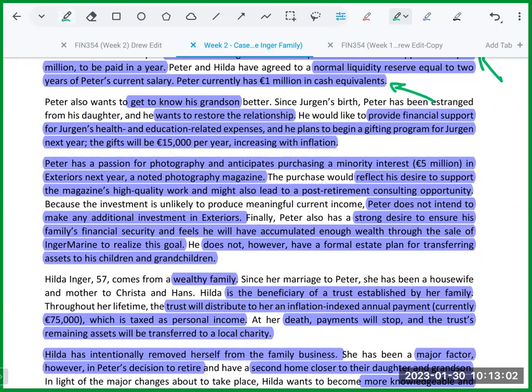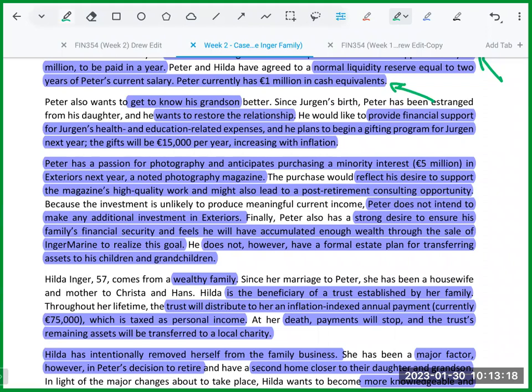Now, Peter wants to know his grandson better. And since birth, Peter has been estranged from his daughter. Remember, his daughter is Krista, and he wants to restore the relationship. He will provide financial support for health and education related expenses.